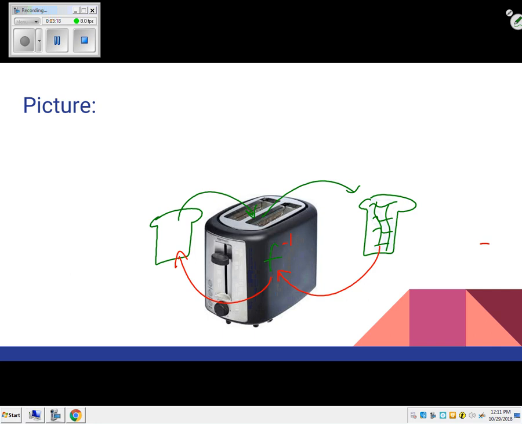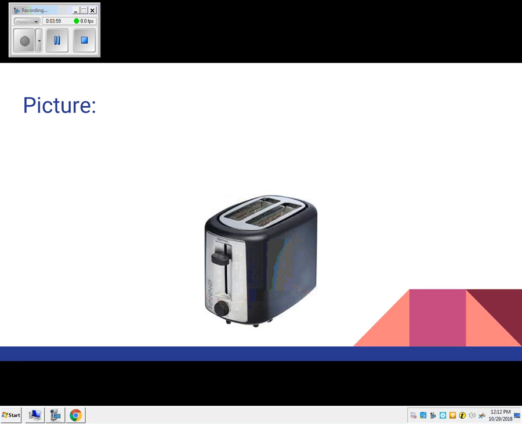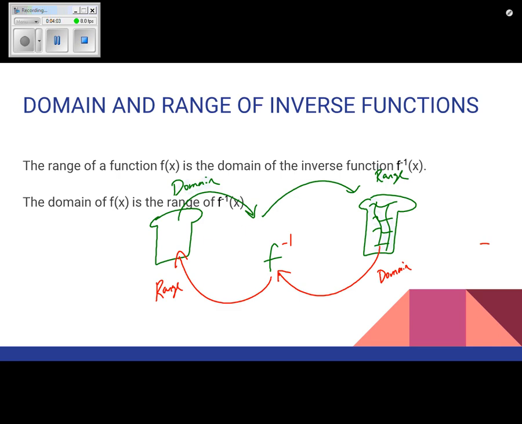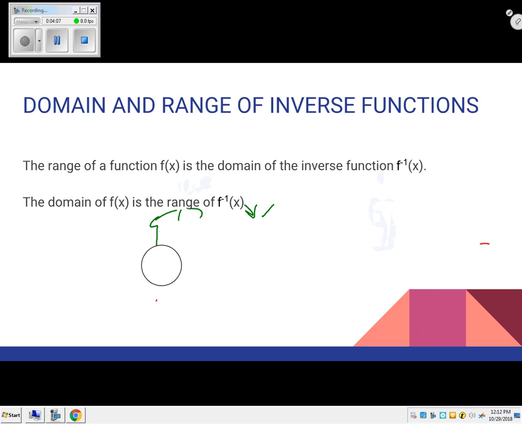Now, a couple things I want to point out with this is that whenever I'm working this with the green bread right here, this is my domain, my input, and we always call the output the toast, or the range. And whenever I'm working this in reverse, notice that my domain comes down here. It is now my toast, and my output, the bread that comes out, is going to be the range. So all of your domain and range is switching. What does that mean? It means all of your inputs and outputs are flip-flopping. For x and y, all my x's and y's are changing places. More formally, the range of a function f of x is the domain of the inverse function f inverse, and the domain of f of x is the range.